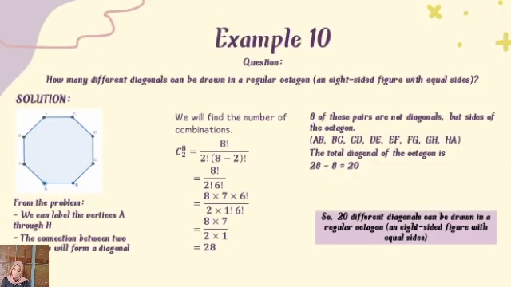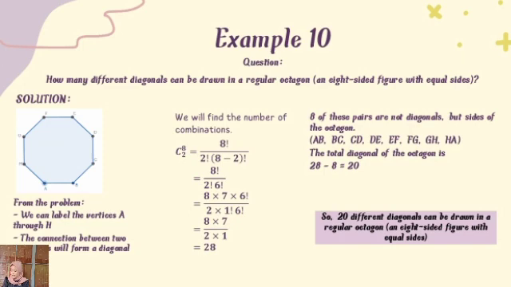The last example is example 10, with the question: how many different diagonals can be drawn in a regular octagon, an 8-sided figure with equal sides? Solution. From the problem, we can label the vertices A through H, and the connection between 2 vertices will form a diagonal. So, we will find the number of combinations.